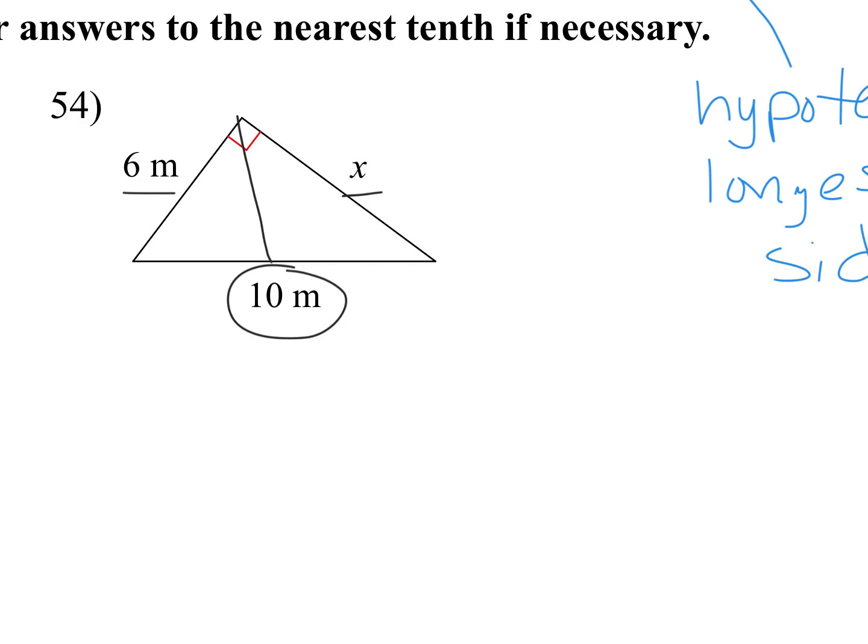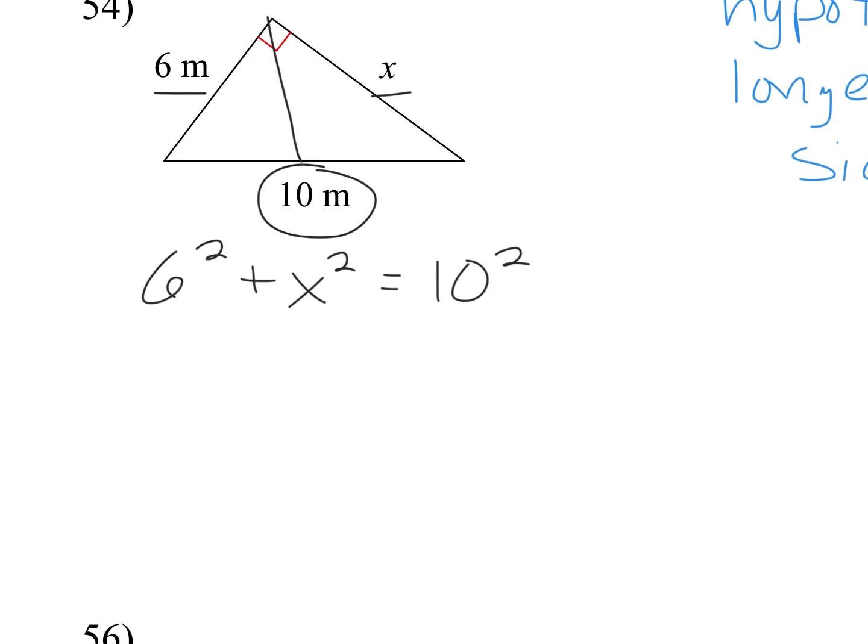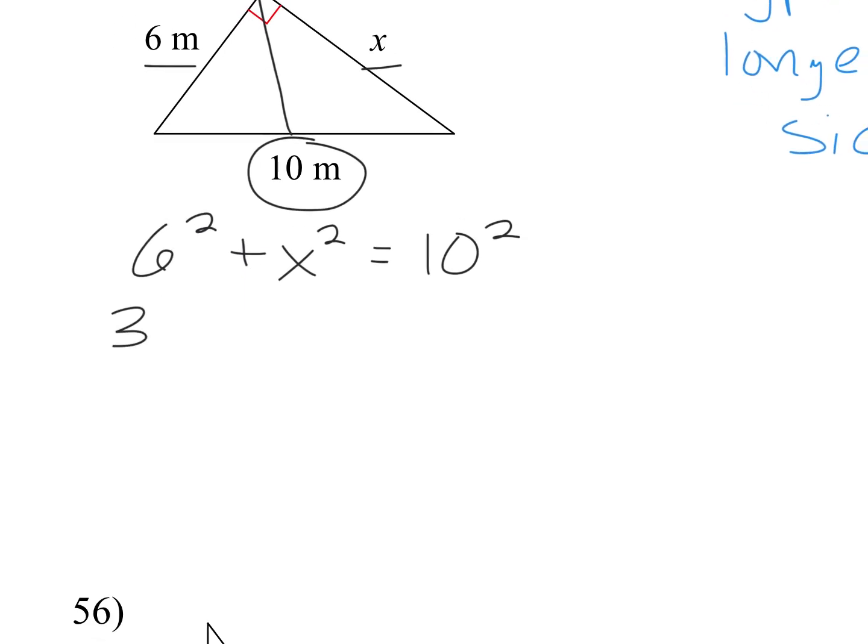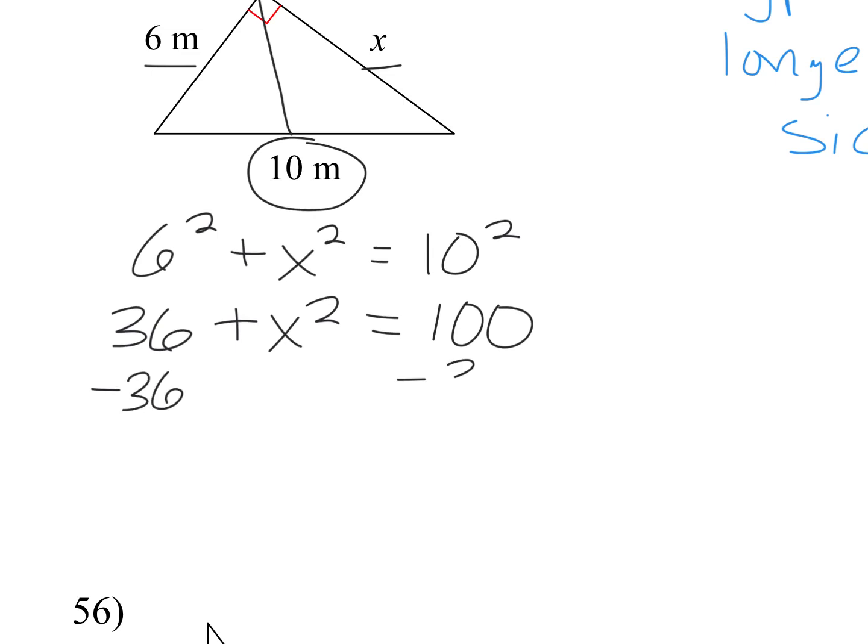What is my a squared? 6 squared. b squared? Does it matter? Nope, it does not matter. Equals 10 squared. The only thing that matters is that your longest side, or your hypotenuse, is on the side by itself. So 6 squared is 36, plus x squared equals 10 squared, which is 100. What would my next step be? Minus 36. Yep, we're trying to get x by itself.